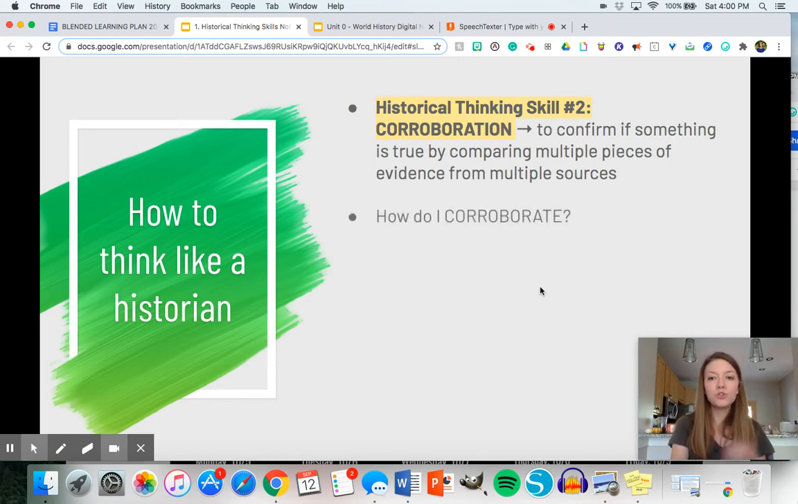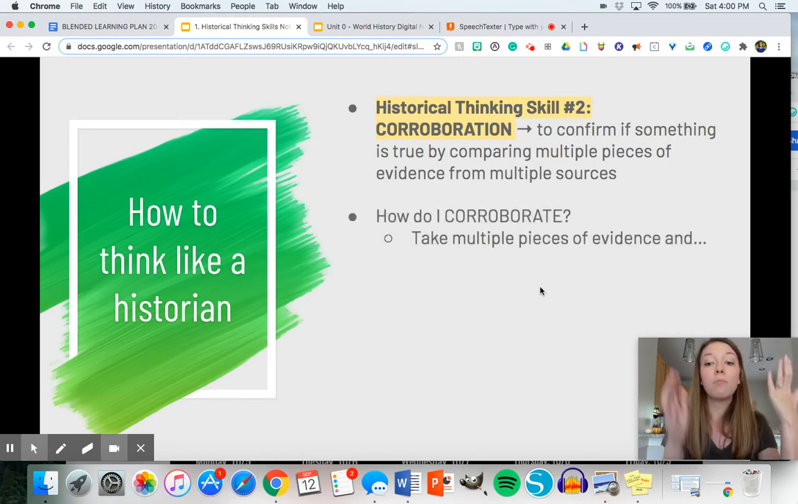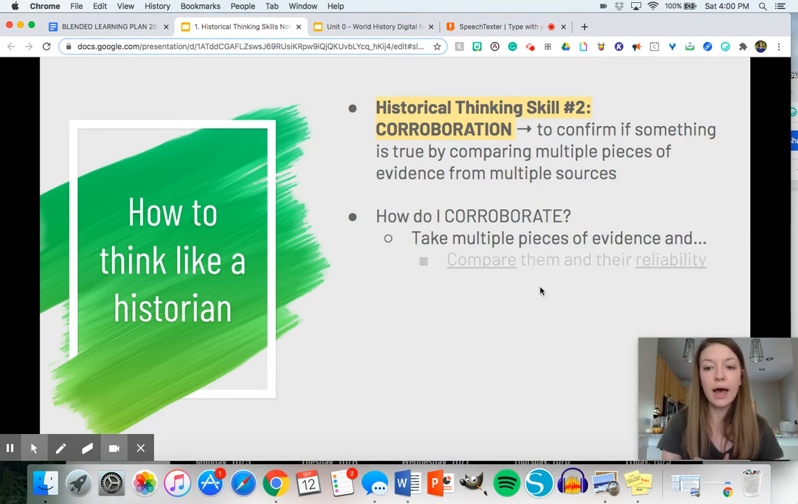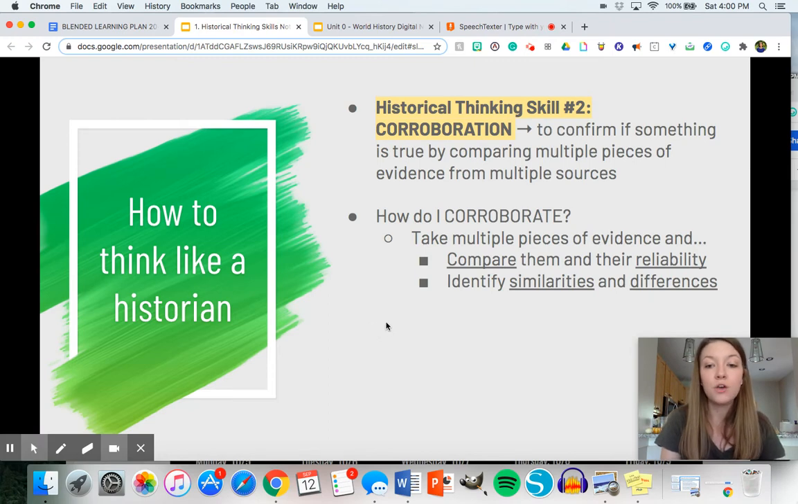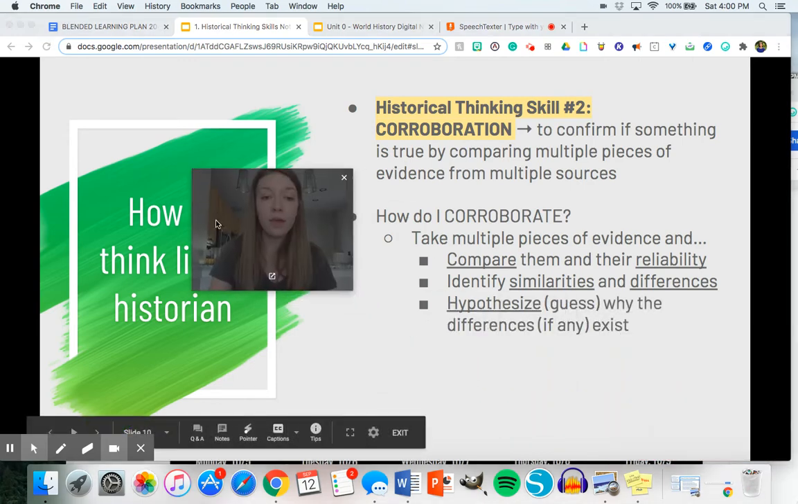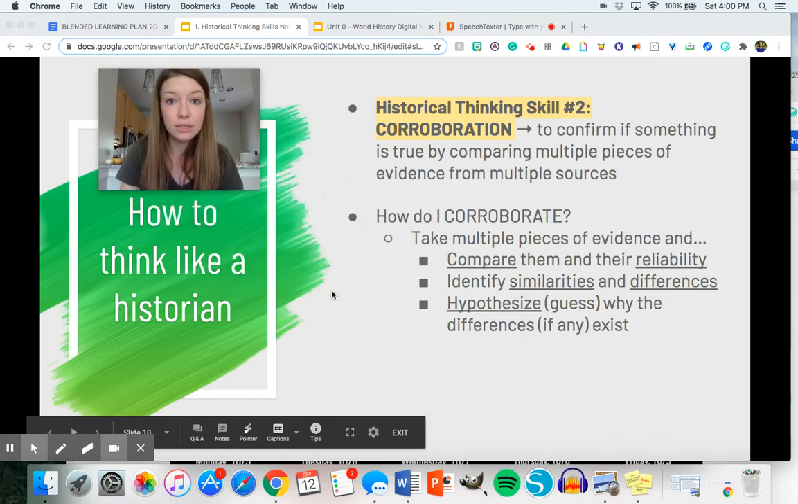Now, how do you corroborate? Take multiple pieces of evidence, as I just said, and you compare them. You look at what they're saying, and you look at their reliability. Are both sources reliable? If they are, you probably have a good idea of what happened at an event or during a time period. You think about similarities and differences between the sources and hypothesize as to why any differences might exist.